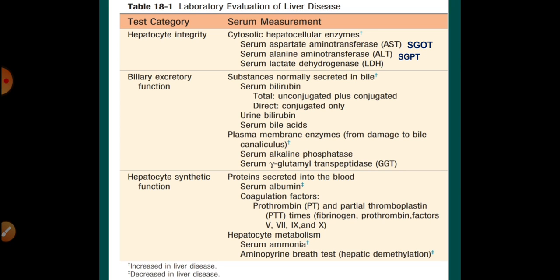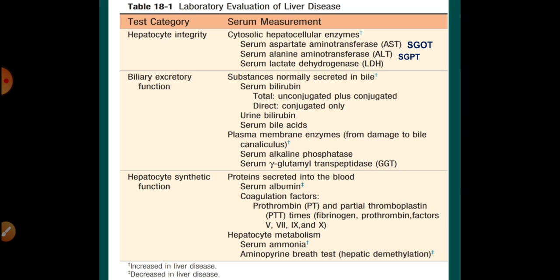The serum alkaline phosphatase enzyme, which is present in the bile canaliculi, will be present in higher concentration whenever there is damage to the bile canalicular cells.